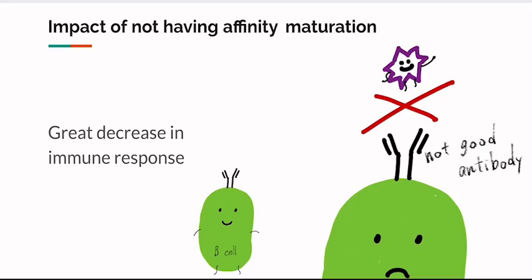From what we've discovered so far, it is clear that affinity maturation mainly involves B cells. So without affinity maturation, the following effects can occur. First, a decrease in immune response can be expected because the antibodies are not optimized to target the invader.